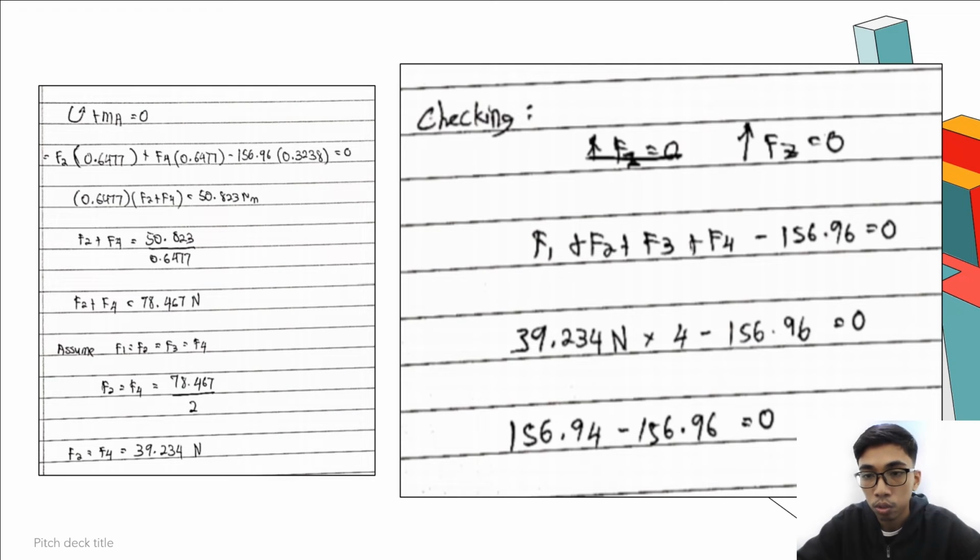Now we must check the answer. Is it true or false? F1 plus F2 plus F3 plus F4 minus negative 156.96 equal to 0. Now we can get the answer: 339.24 Newton times 4 minus negative 156.96 equal to 0. Then the answer is 0.